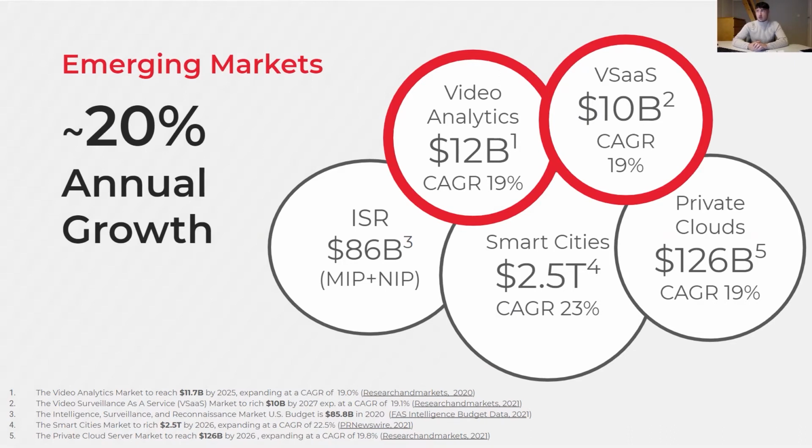The smart cities realm, where this fits in, it's the smart cities / safe cities vibe, and that's going to be a $2.5 trillion business. Private clouds, $126 billion, and obviously there is various others as well. So this is my overview of where the market is going.